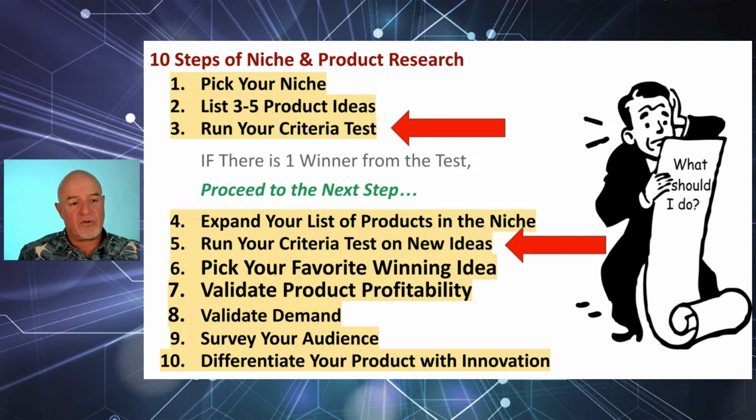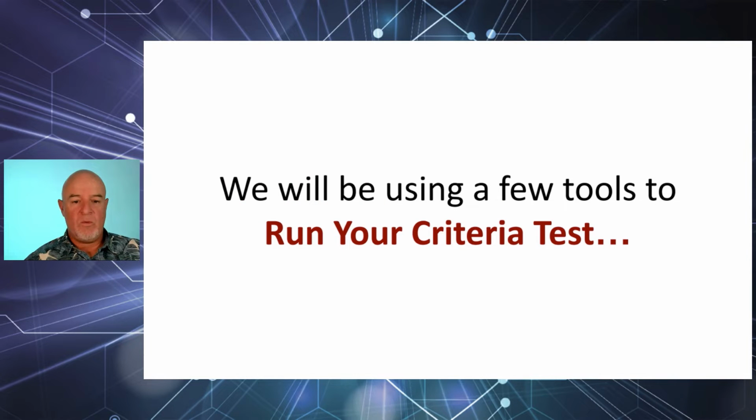Been doing it one way for a few years, for 6 years, and it evolved over time, and now it is taking a new evolutionary turn in Pi 2.0 that walks you through that, okay? But you're going to be doing this criteria test a couple different times here in the 10 steps of your product research, okay? So we will be using a few tools to run your criteria test.